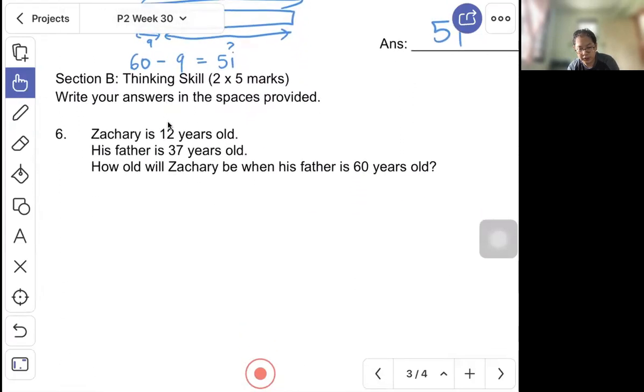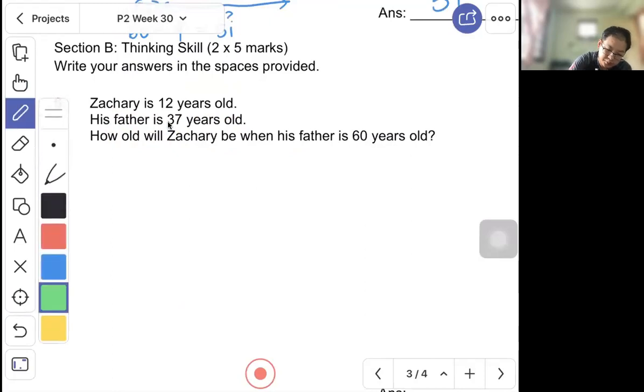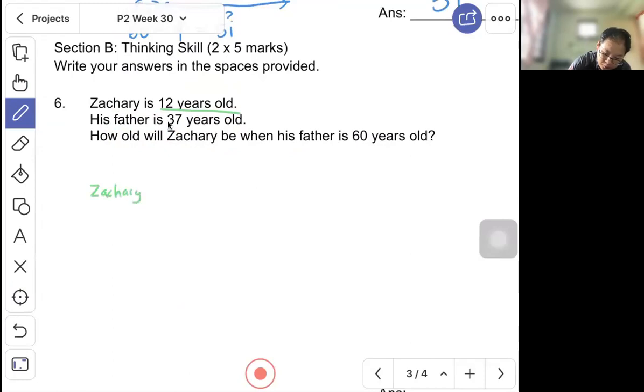Now we come to question 6. That's the session B, thinking skill. They say Zachary is 12 years old. His father is 37 years old. How old will Zachary be when his father is 60 years old? So Zachary is 12 years old. Let's put Zachary 12. His father is 37.